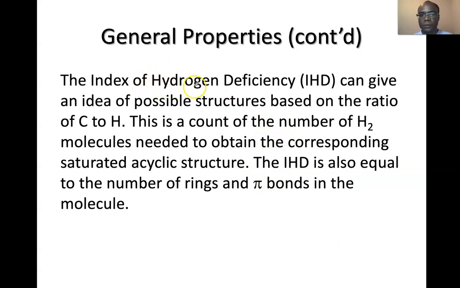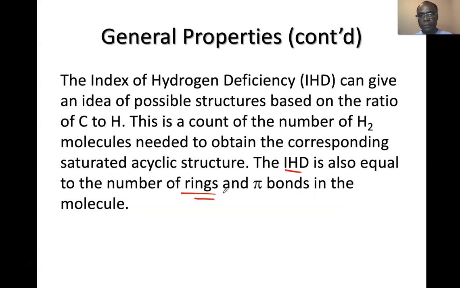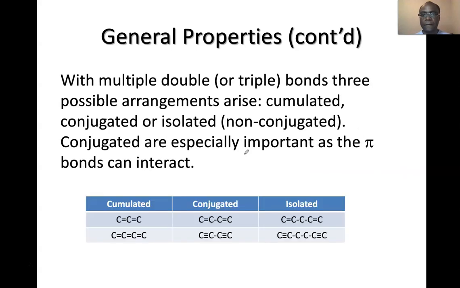There is what we call the index of hydrogen deficiency that gives us an idea of how many pi bonds we have. It's also going to give us the number of rings possible in a molecule. But I'm not going to dwell much on IHD calculation for now until we do spectroscopy, when we get there.